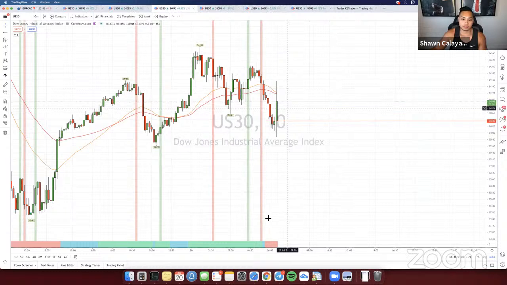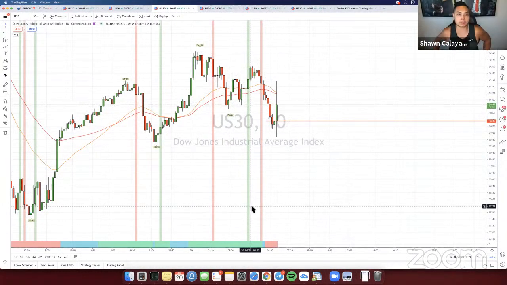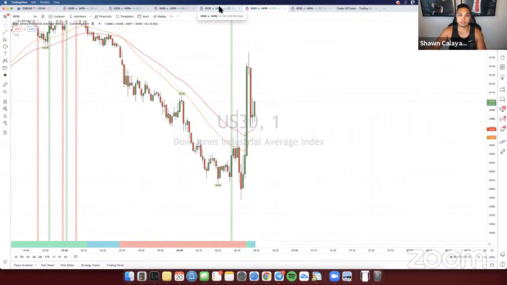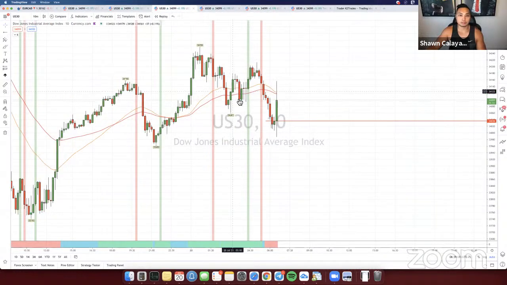So it is what it is, guys. This is the game of trading. You guys got to be patient. You got to understand and wait for the possible entry to confirm itself. All right, 57 seconds left on this candle. Once this candle closes, I'll start looking for some entries.